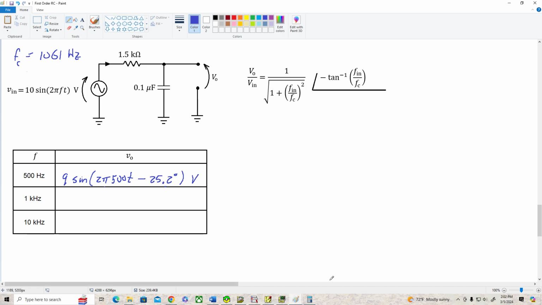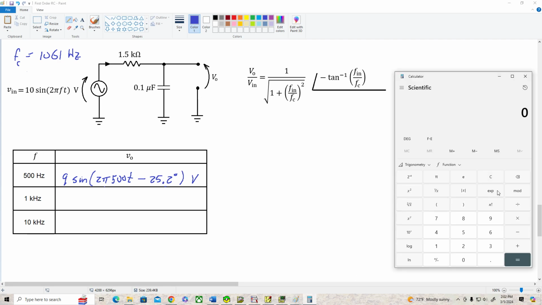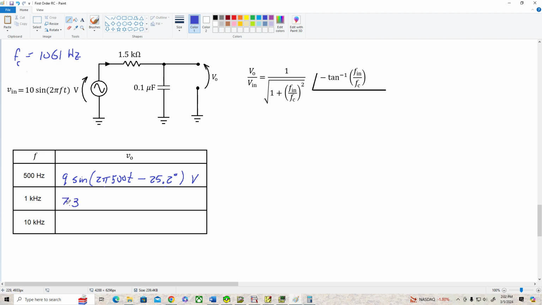All right, let's do it at a frequency of 1 kilohertz. So starting with the magnitude, Fn is 1000, and that's divided by FC, which is 1061. We're going to square that, plus 1, take the square root, and now the reciprocal, and we get a response of about 0.73. So our output voltage is 0.73 times 10, or 7.3 volts, sine 2 pi 1000 t.